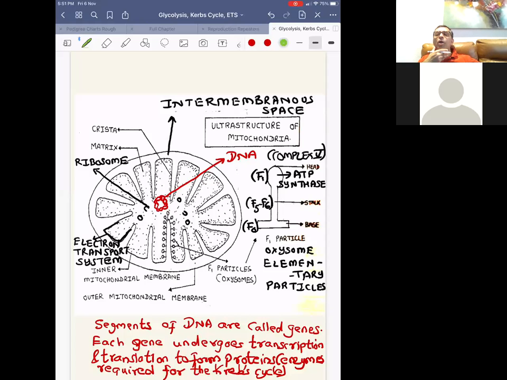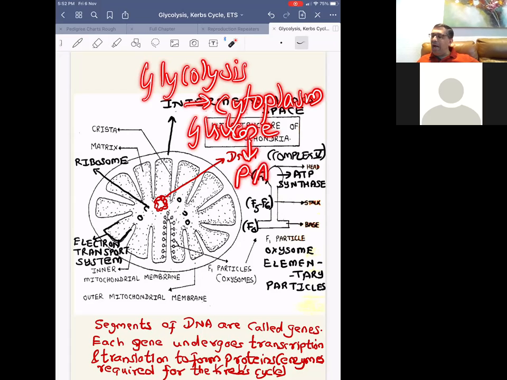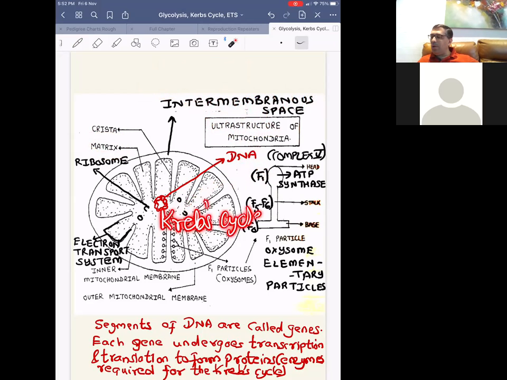Before we go into chemiosmosis, just a quick-fire recap of what we had done in the last session. I hope you remember, glycolysis takes place in the cytoplasm. Glucose becomes pyruvic acid. Pyruvic acid enters into the mitochondria, into the matrix. In the matrix of the mitochondria, it undergoes the Krebs cycle. So, Krebs cycle takes place in the matrix.